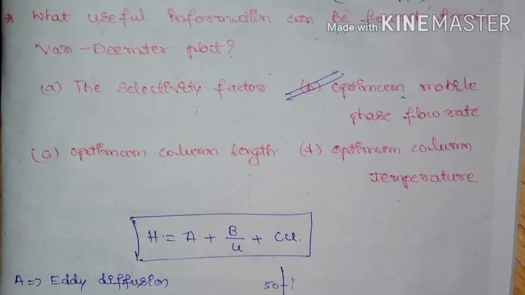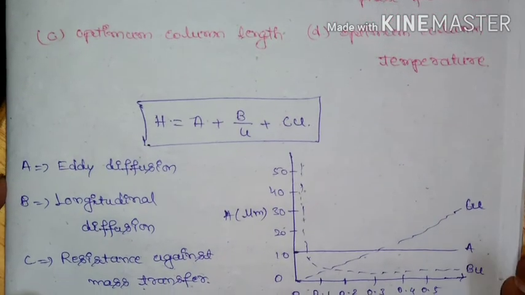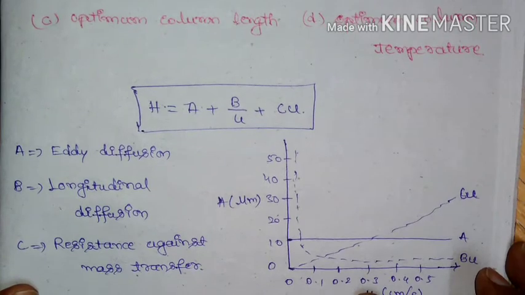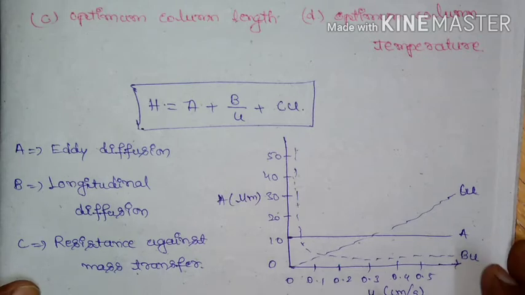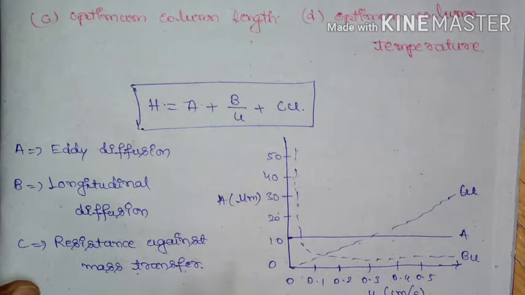Next question: what useful information can be found from a Van Deemter plot? The useful information you get from the Van Deemter plot is the optimum mobile phase flow rate. This is the Van Deemter equation: H is equal to A plus B by u plus Cu, where A is eddy diffusion, the B term represents longitudinal diffusion, and the C term represents resistance to mass transfer. This is the Van Deemter plot, from which we get information regarding the mobile phase flow rate.